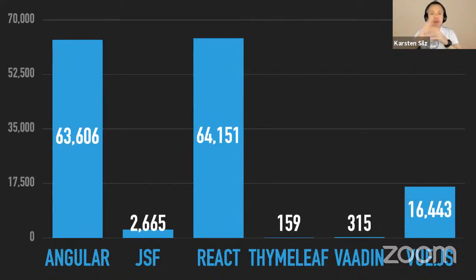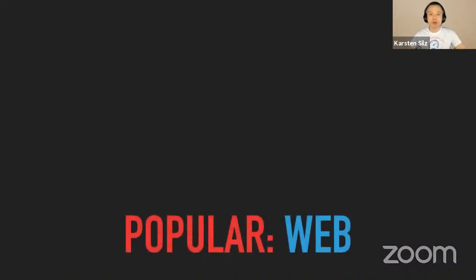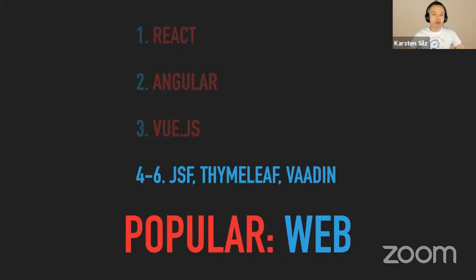So Angular and React globally across these 15 countries are virtually tied. Vue.js is about a quarter of these two, and the rest just barely exists. So Angular and React on the global job market, they are the go-to candidates. So let's sum up popularity of our web technologies. React wins, Angular is second, Vue.js is third, and the rest is places 4 through 6.